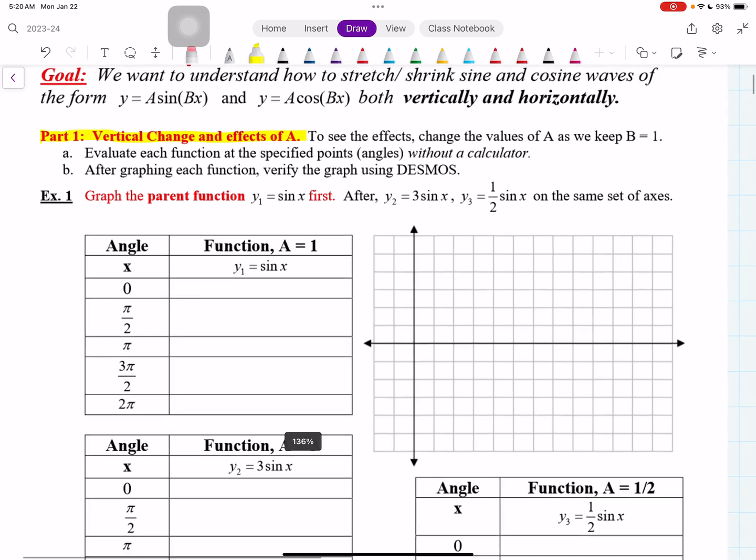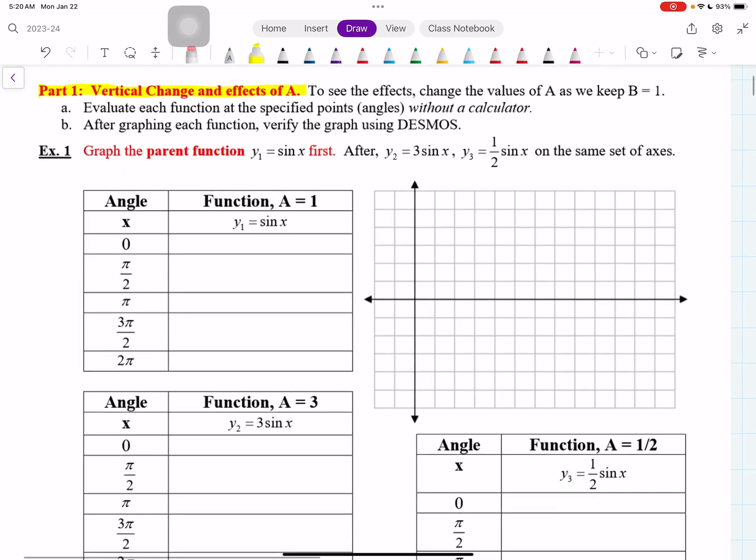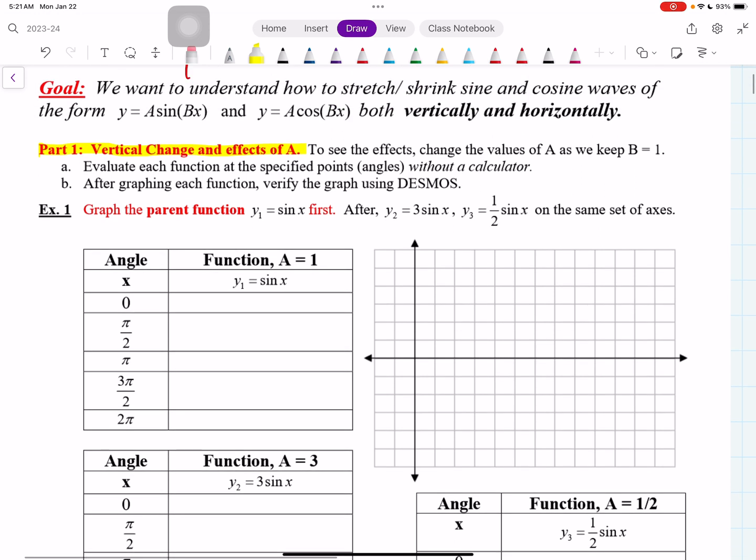All right, so vertical change is part 1. We're going to figure out the effects of A. To see the effects, we're going to change the values of A while keeping B equals 1. We're going to notice A equals 1 first, then A equals 3, and then A equals 1/2. But B, the coefficient of X, is equal to 1. All right, so here we go.